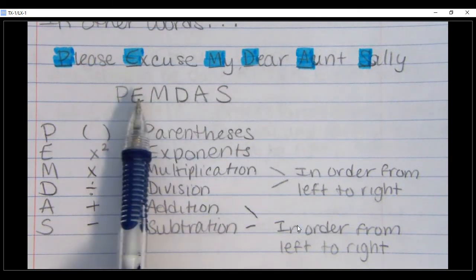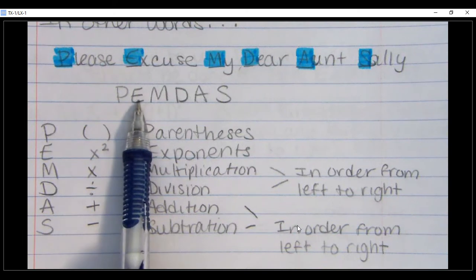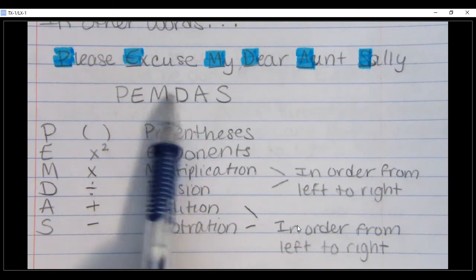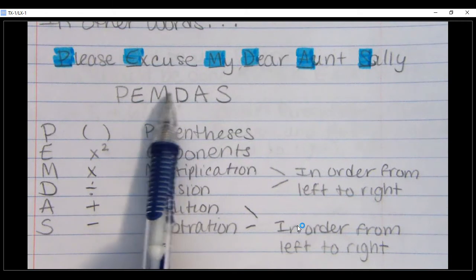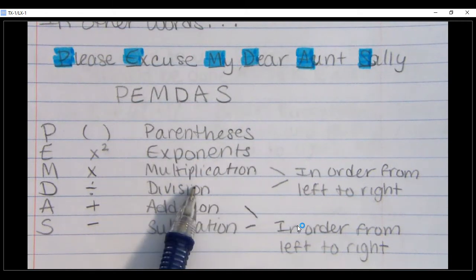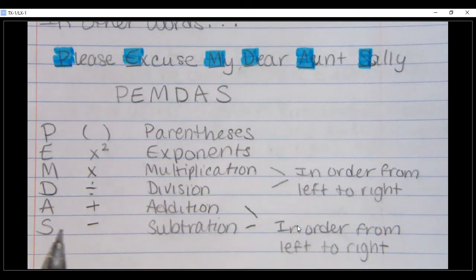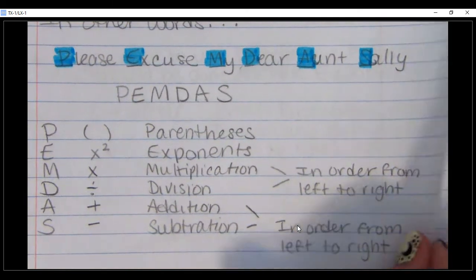PEMDAS. So again, parentheses, exponents, multiplication and division, addition and subtraction. Remember that multiplication and division go from left to right, and addition and subtraction go from left to right. So that's a lot of, hey, here are the rules. Let's see what they look like in action.